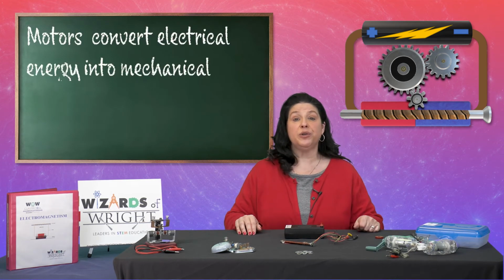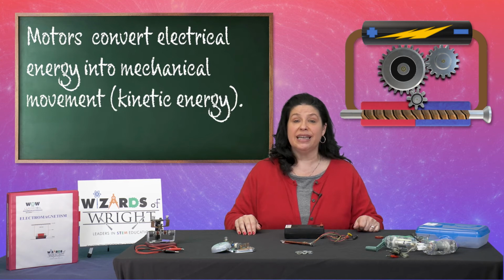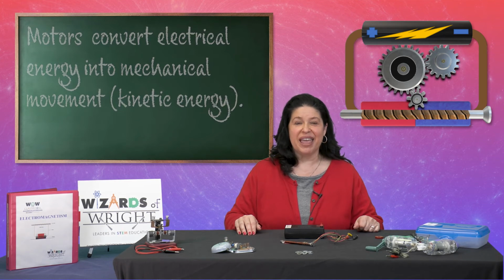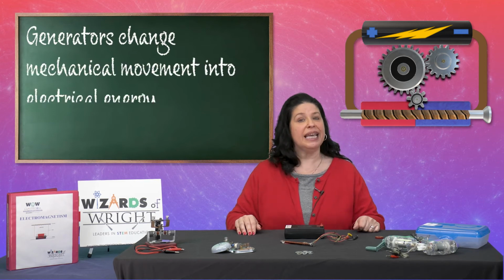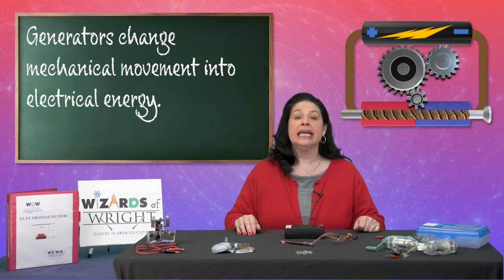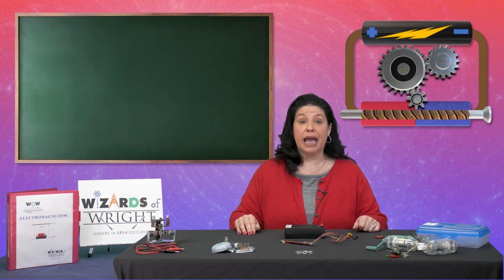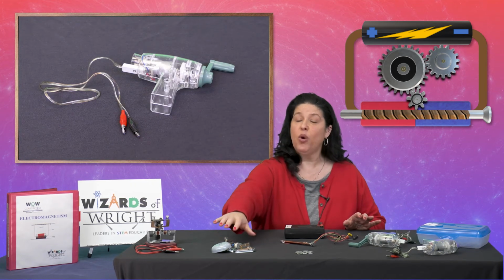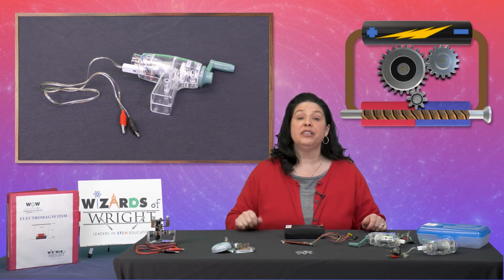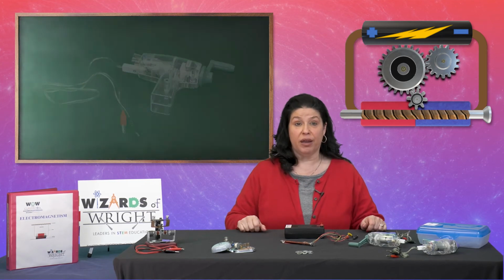Motors convert electrical energy into mechanical movement. This is kinetic energy. Generators do the reverse. They change mechanical movement into electric energy. Teachers, the student groups or pairs will now need 1 hand crank generator, 1 light bulb mechanism, and 1 bell mechanism. Let me explain the 4 tasks you'll be working on.